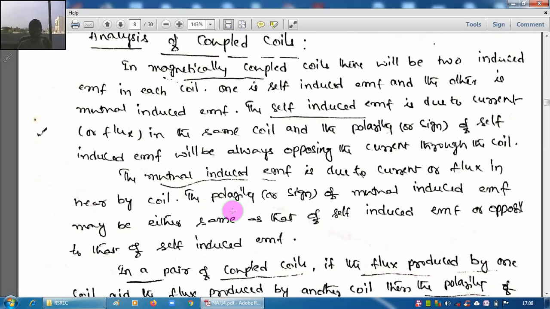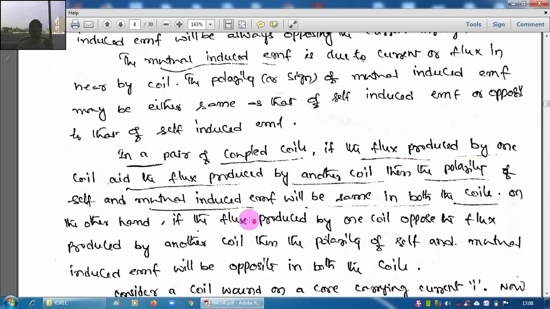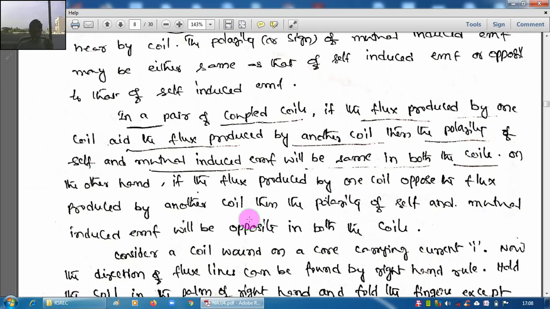If you want to write the KVL equation for such a coupled circuit, we need to consider all these EMFs. If there are more coils and they are linked to more other coils, then there will be more than one EMF in each coil. We need to consider all these EMFs in writing the voltage equation for that coil.